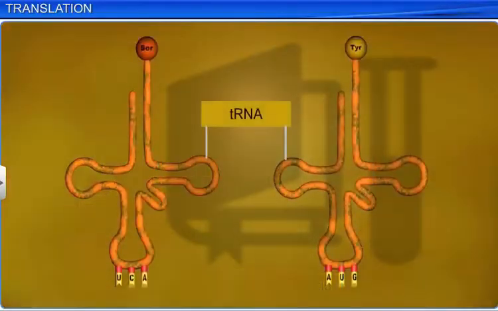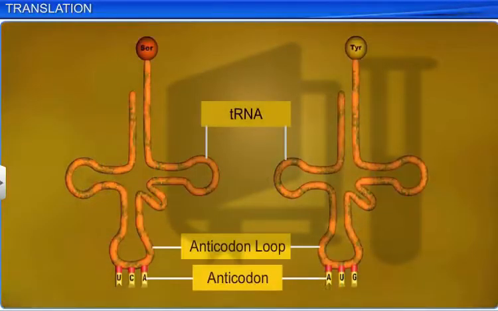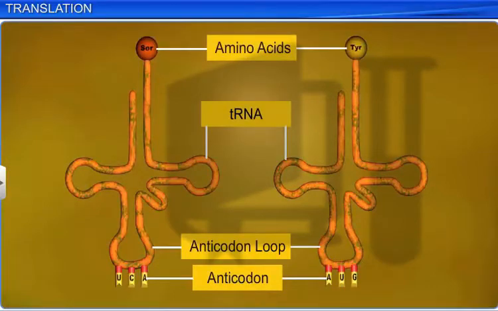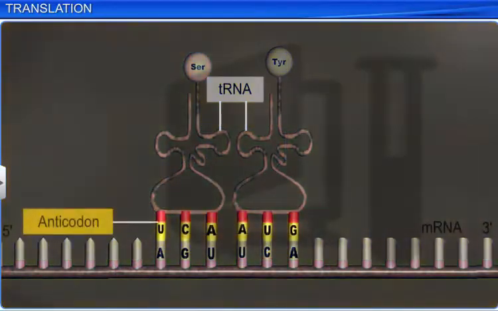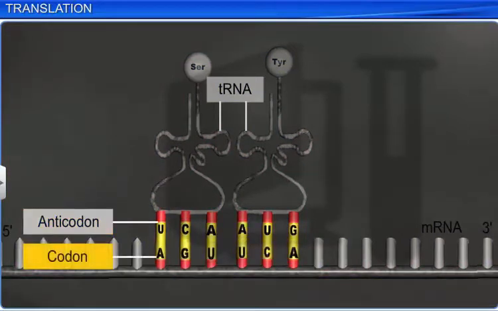The tRNA has an anticodon loop which determines the amino acid that will link to it. This anticodon of tRNA is complementary to the codon sequence on the mRNA and will only bind to that codon.